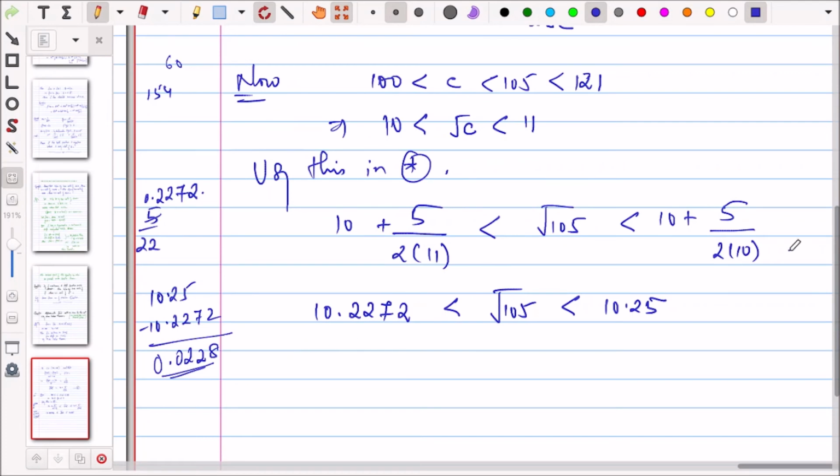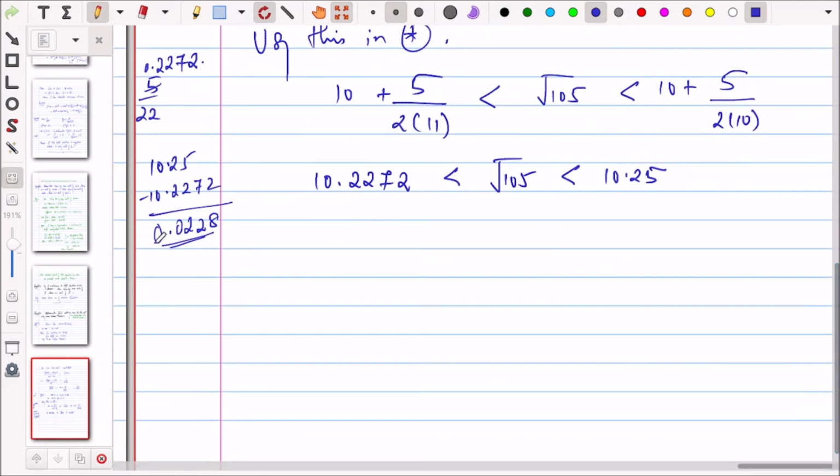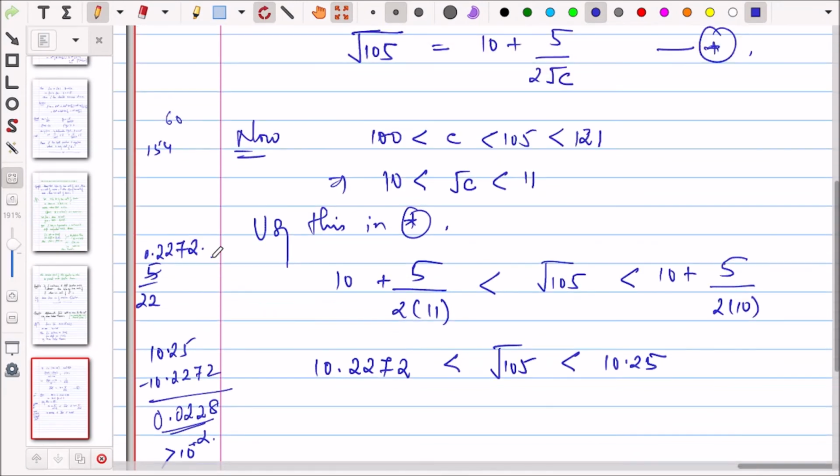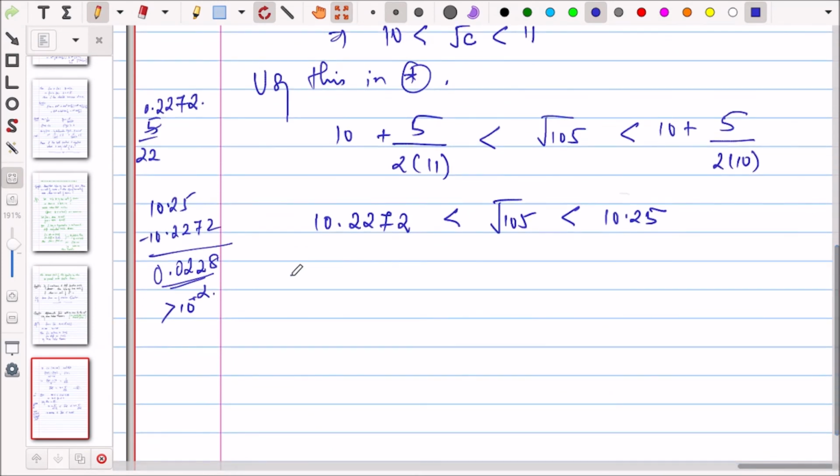Okay, so error in this case is 0.02, which is greater than 10 to the power minus 2, right? 10 to the power minus 2 is 0.01, but this is 0.02, so we will have to go one more step. So अब यहाँ पे हमने 11 से रिप्लेस करा था लेफ्ट साइड में, अब हम 10.25 से रिप्लेस कर सकते हैं, क्योंकि रूट सी इज लेस देन रूट 105 और रूट 105 इज लेस देन 10.25. ओके, सो वी कैन रिप्लेस दिस 11 की जगह यहाँ पे हम 10.25 यूज कर सकते हैं.